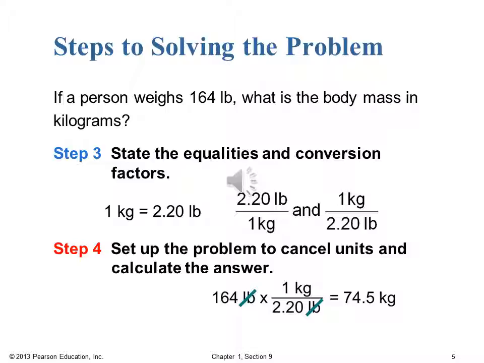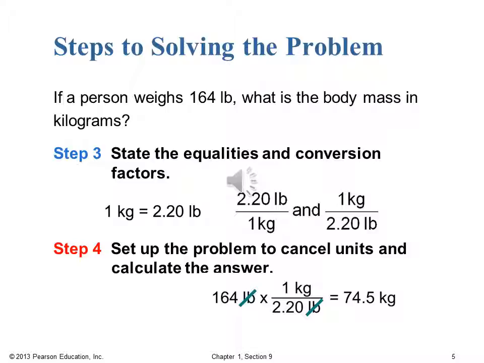Even though they're both equal and true and valid, only one is going to fit the problem correctly. So when we identify that one and we set it up to have the 164 pounds times 1 kilogram over 2.20 pounds, the pound units will cancel because we have a pound in the numerator. If it helps, you could put that 164 over 1 if you want to make that a fraction as well. If you're fine with this, this is also an acceptable way to represent it.